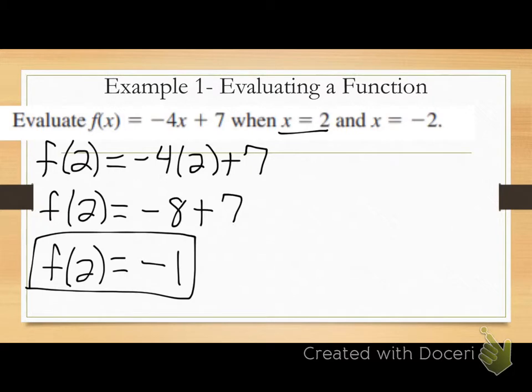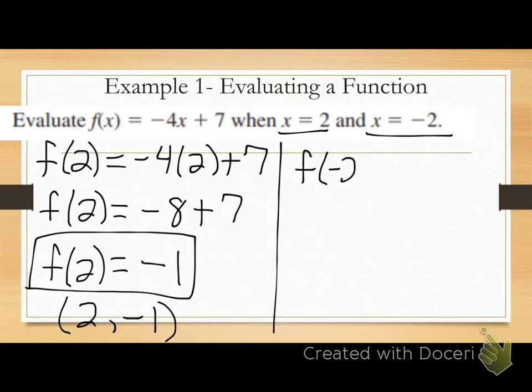So if I were to write this as an ordered pair, what was my x value that I used? 2. What's the corresponding y value or f of x value that I got? Negative 1. So it'd be 2, negative 1. Okay? You don't have to write it as an ordered pair. I was just showing you that we're still just treating f of x like y. So that negative 1 is my y value, my f of x value. Questions on that one?